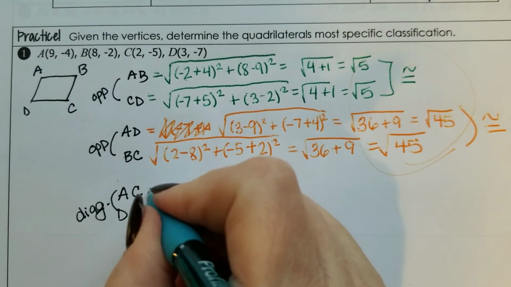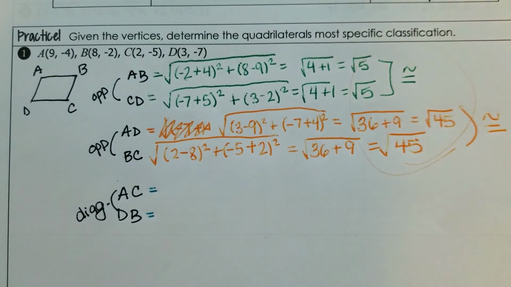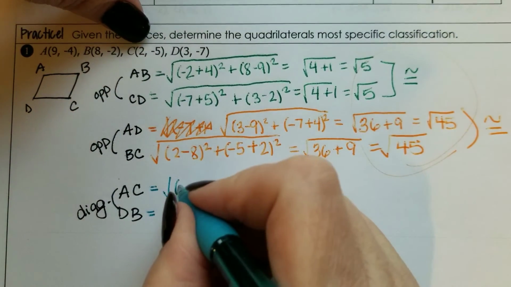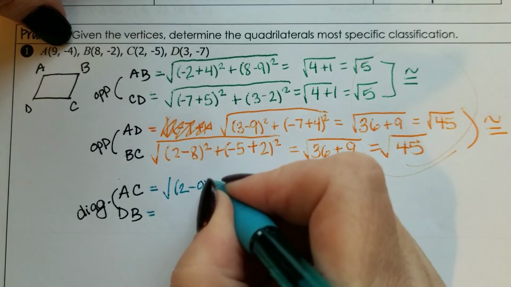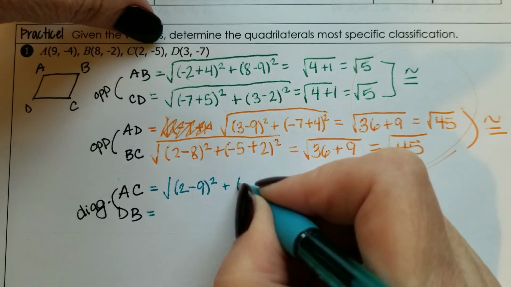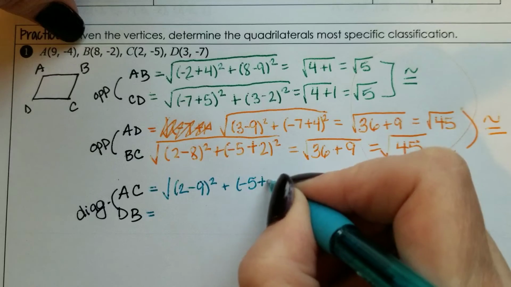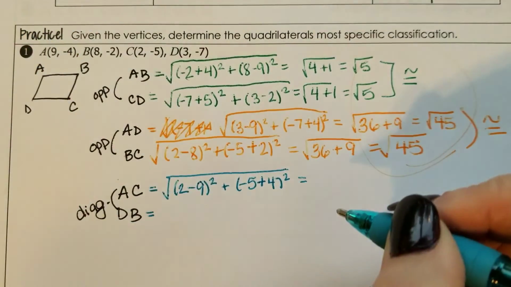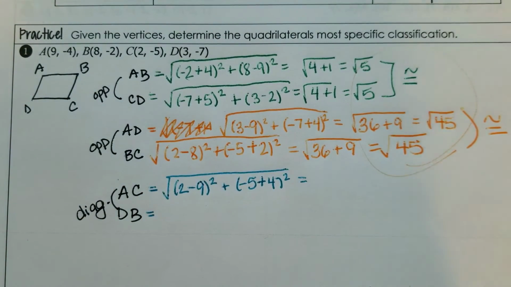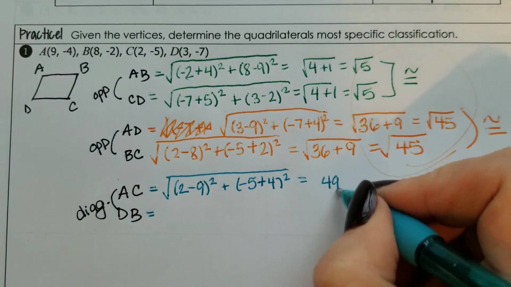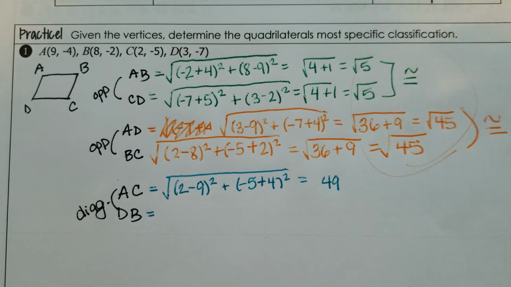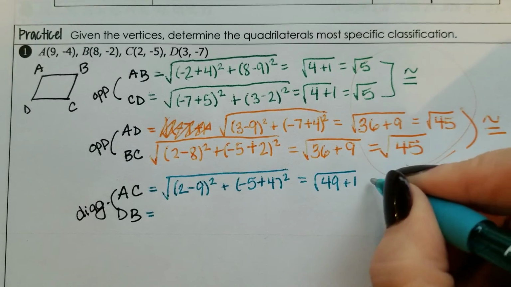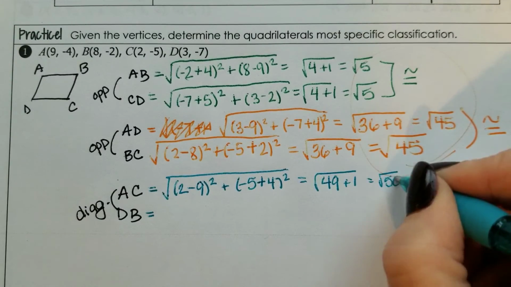If these diagonals are congruent, then it's a rectangle. If they're not, it is not a rectangle. So let's do AC. We're going to take the square root of 2 minus 9 squared plus negative 5 minus negative 4 squared. And 2 minus 9 is negative 7. Negative 7 squared is 49. Negative 5 plus 4 is negative 1. Negative 1 squared is 1. So we'll take the square root of that, and we have the square root of 50.